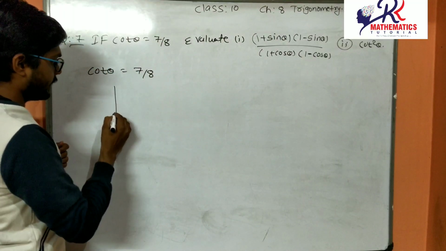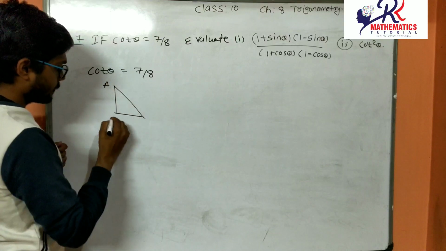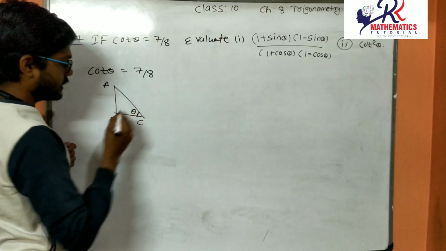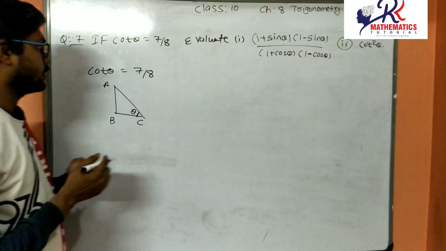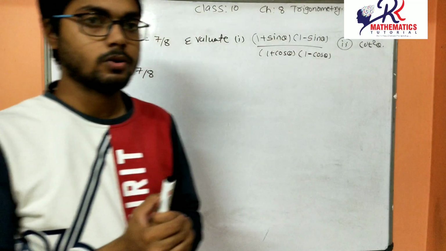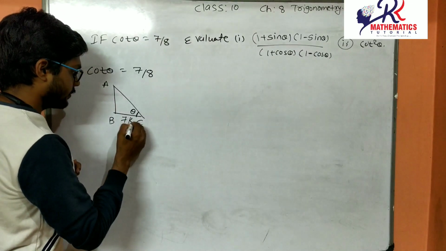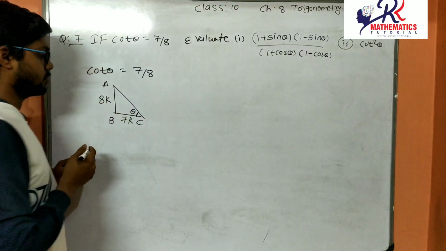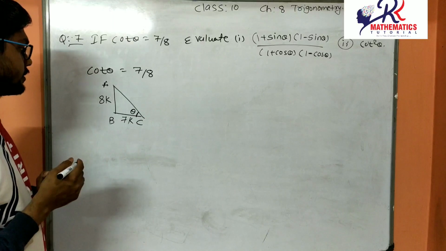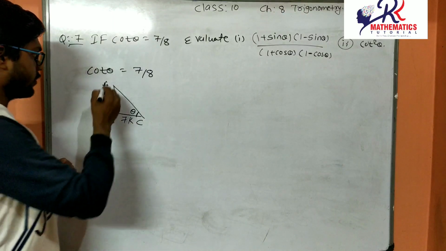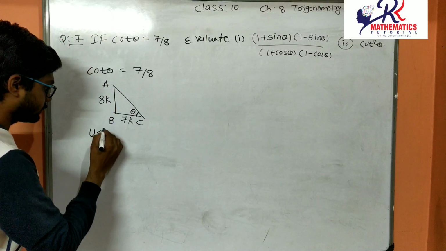So for our reference we take triangle ABC, in which we take C as theta. Now for cot theta, we know the formula of cot theta is adjacent side upon opposite side. So the adjacent side is 7k, whereas the opposite side is 8k. So we have to find the value of the hypotenuse, and for that we can use the Pythagoras theorem.